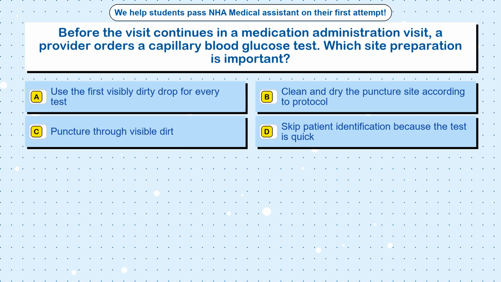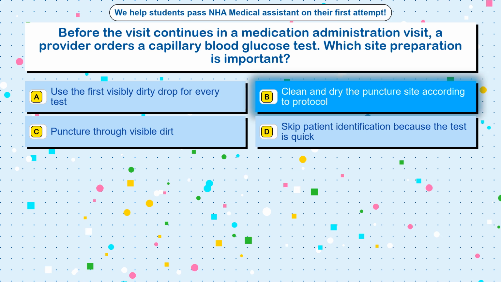Question 66. Before the visit continues in a medication administration visit, a provider orders a capillary blood glucose test. Which site preparation is important? Option A, use the first visibly dirty drop for every test. Option B, clean and dry the puncture site according to protocol. Option C, puncture through visible dirt. Option D, skip patient identification because the test is quick. The correct answer is option B, clean and dry the puncture site according to protocol.